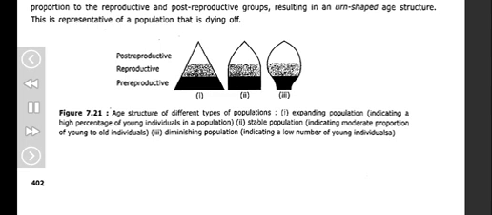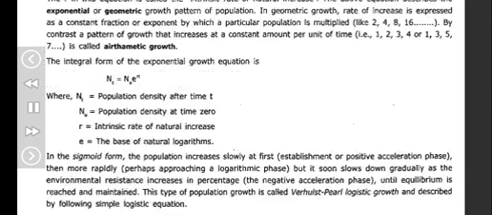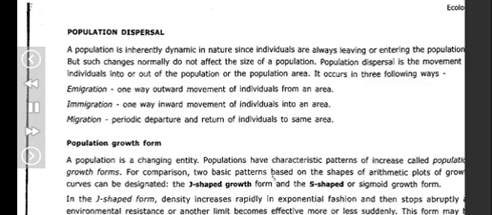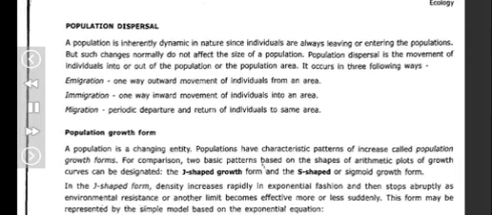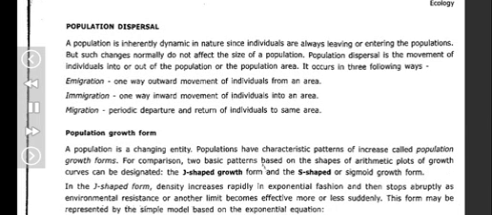Population dispersal. A population is inherently dynamic in nature since individuals are always leaving or entering the populations. But such changes normally do not affect the size of a population. Population dispersal is the movement of individuals into or out of the population or the population area. It occurs in three following ways. Emigration, one-way outward movement of individuals from an area. Immigration, one-way inward movement of individuals into an area. Migration, periodic departure and return of individuals to same area.